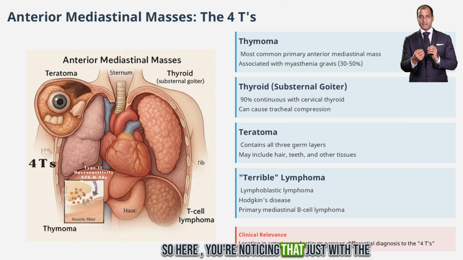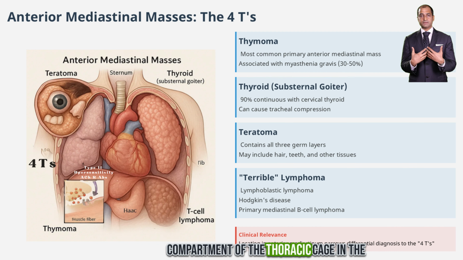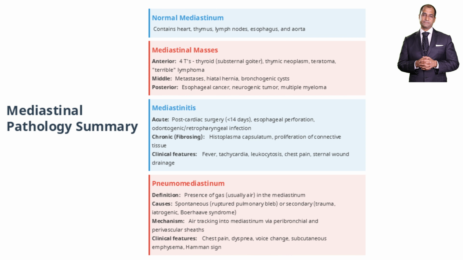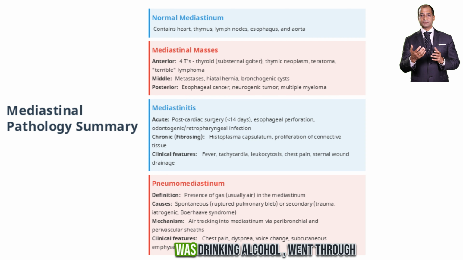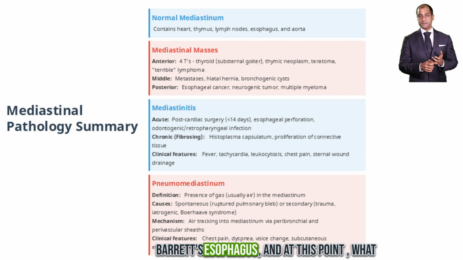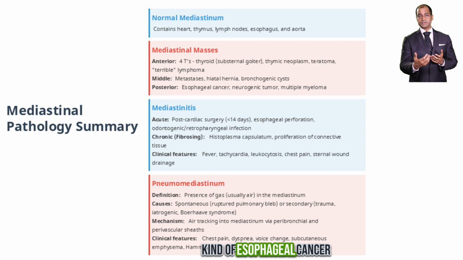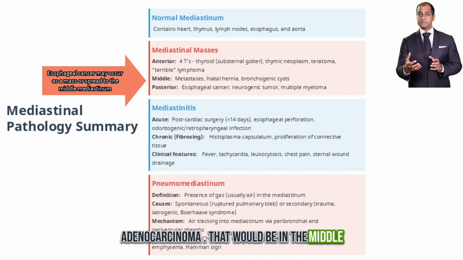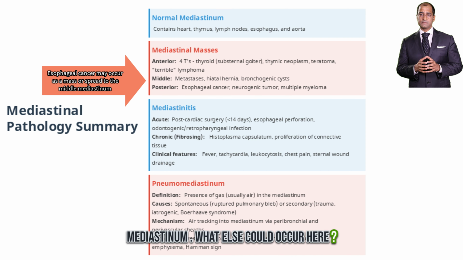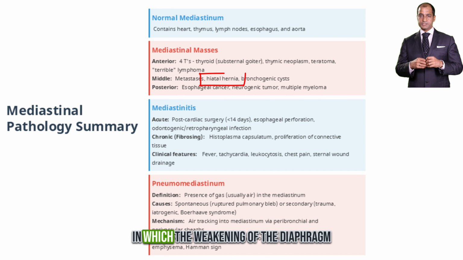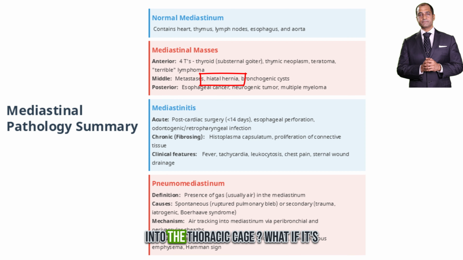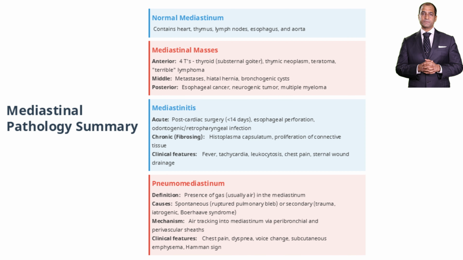So here you're noticing that just with this compartment of the thoracic cage, the mediastinum, we're giving you a bunch of differentials. What about the middle mediastinum? What if your patient was drinking alcohol, went through Barrett's esophagus, and at this point, what kind of esophageal cancer is this patient going to develop? Adenocarcinoma. That would be in the middle mediastinum. What else could occur here? How about a hiatal hernia, in which the weakening of the diaphragm is causing herniation of the stomach into the thoracic cage? What if it's metastasis? Or perhaps a bronchogenic cyst?